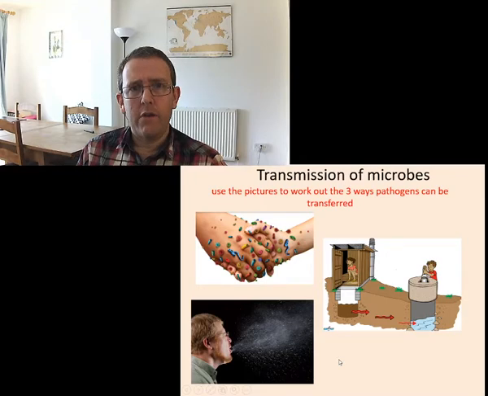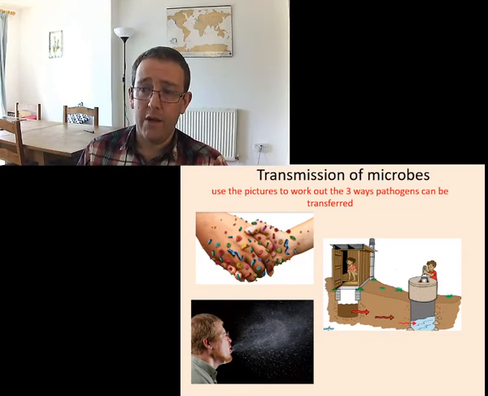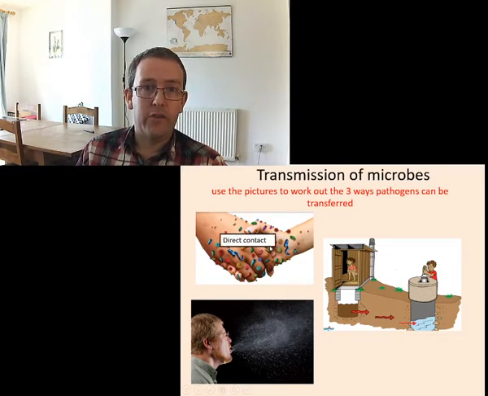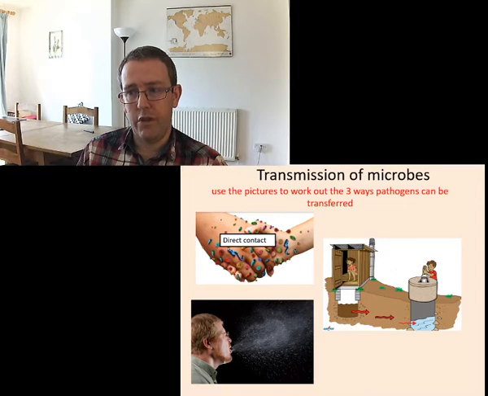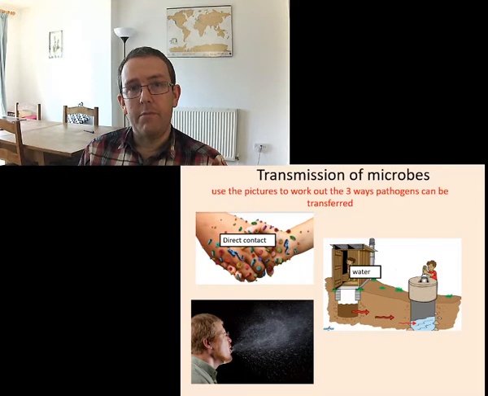So, how do those three get passed around? Well, this you should be very familiar with because of course it's been all over the news, all over public dialogue for the last few months. You've got transmission of microbes, using the pictures to work out the three ways which can be transferred. So this one here is of course direct contact, so hand-to-hand, shaking hands, touching doors, touching surfaces, that kind of stuff. Any idea with this one over here and this one over here? Well, this one down here is what we call water contamination, so things like cholera in places where there's been natural disasters or war or large numbers of people not in permanent accommodation.